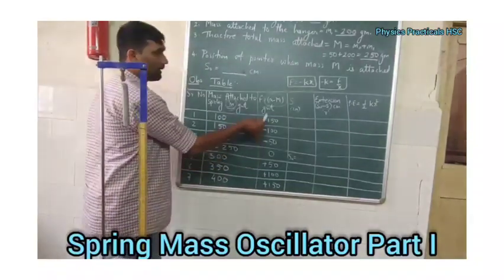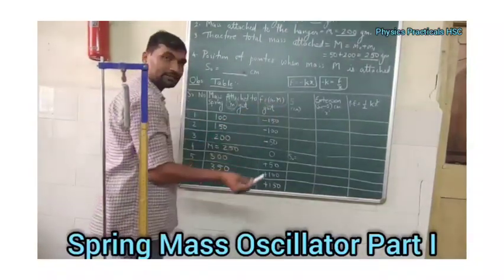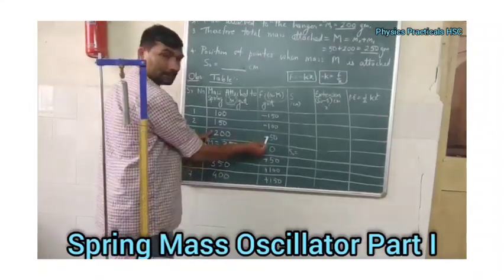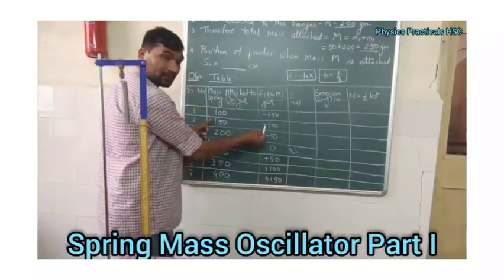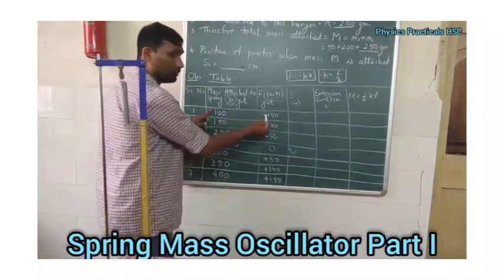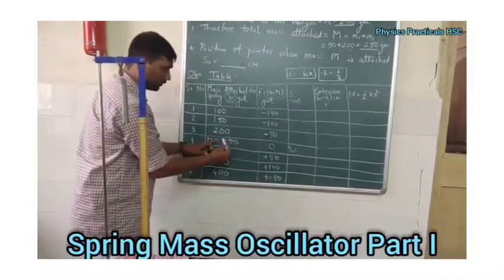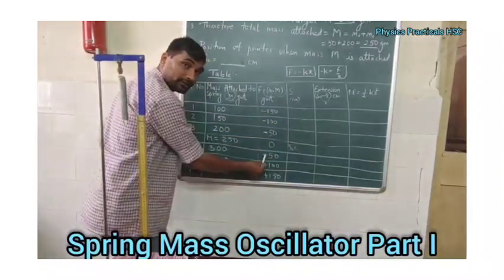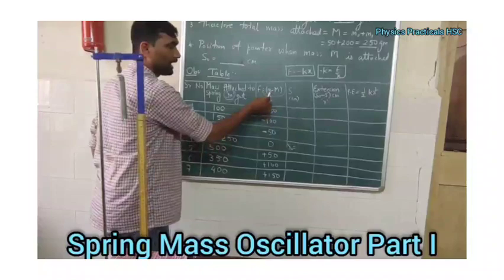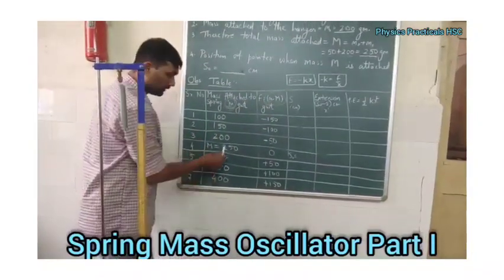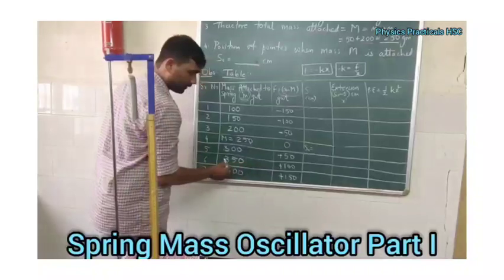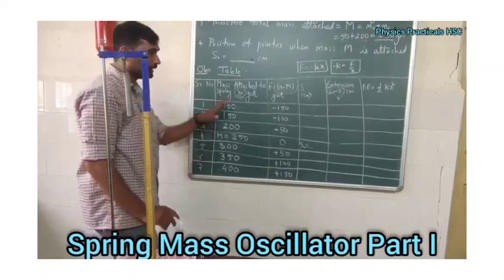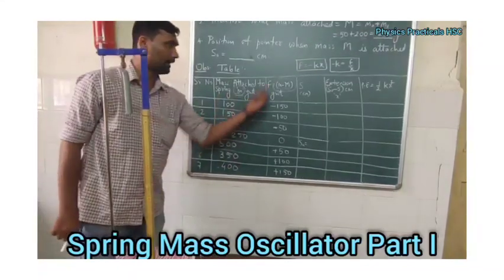When it is minus 50, the capital M has a larger value compared to small m. So 200 minus 250 is minus 50, 150 minus 250 is minus 100, and 100 minus 250 is minus 150. Coming down, 250 itself gives 0. When the force is positive, small m should be the larger value: 300 minus 250 is plus 50, 350 minus 250 is plus 100, and 400 minus 250 is plus 150. This was the observation part, small m and the force.